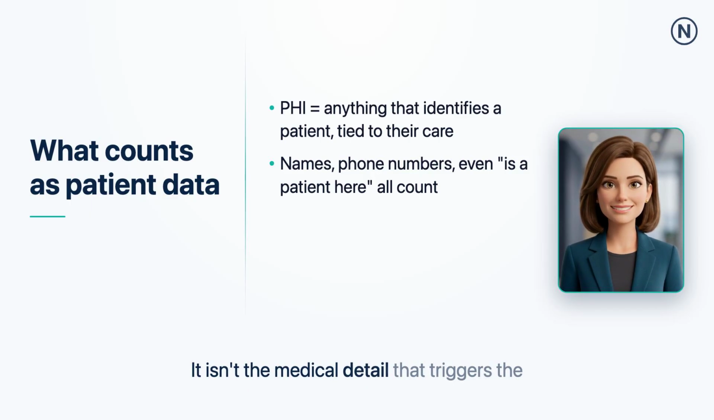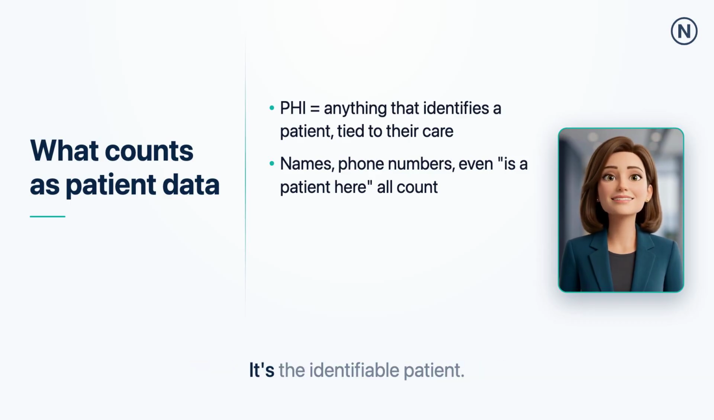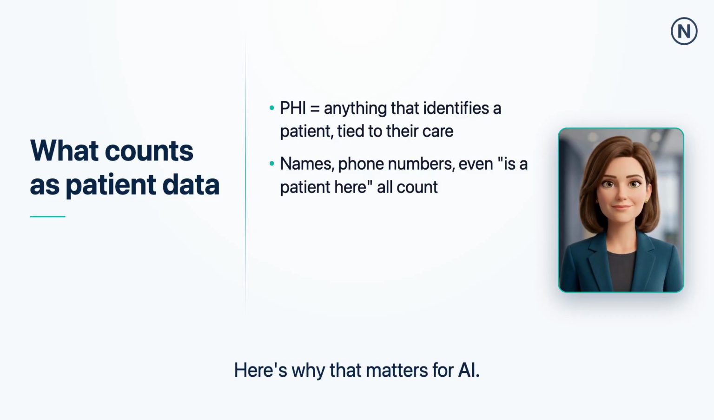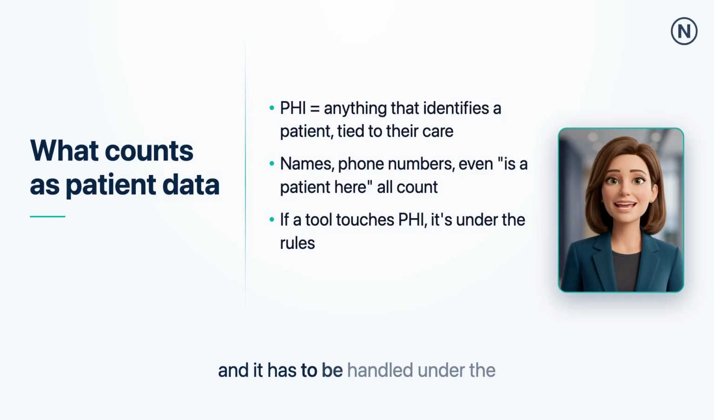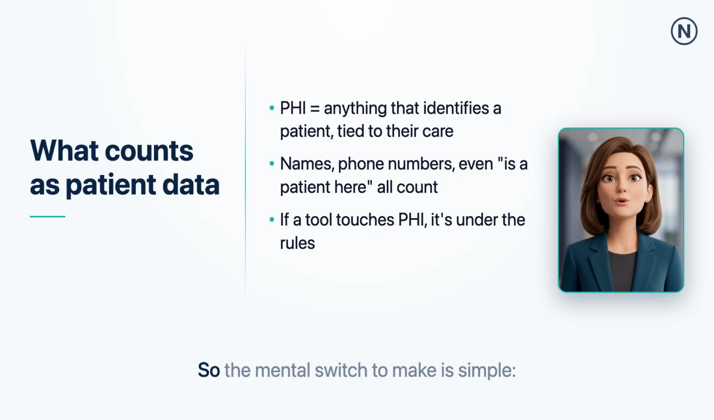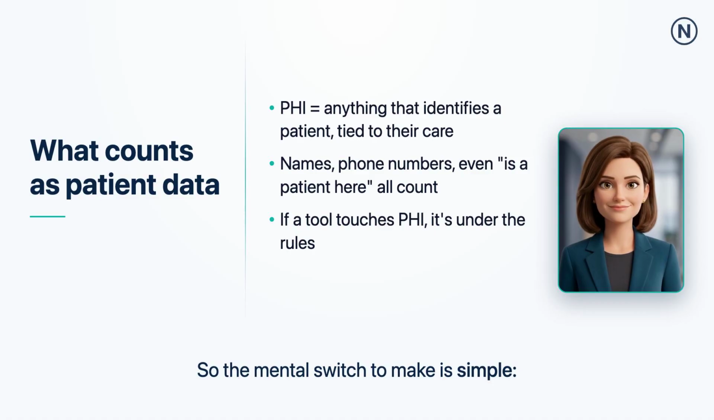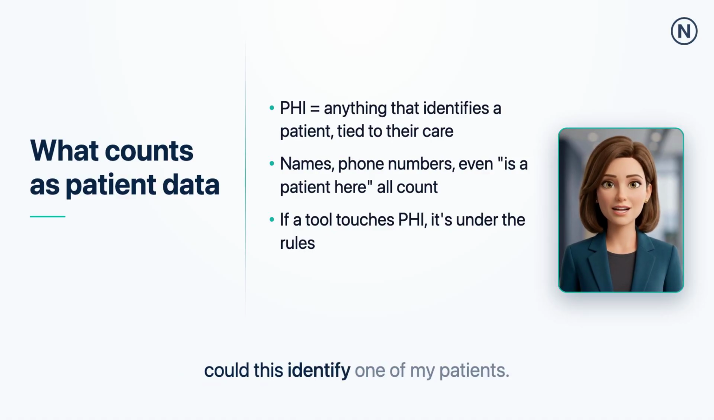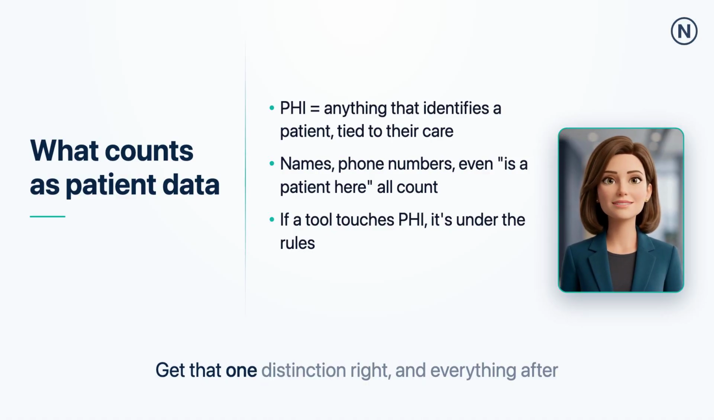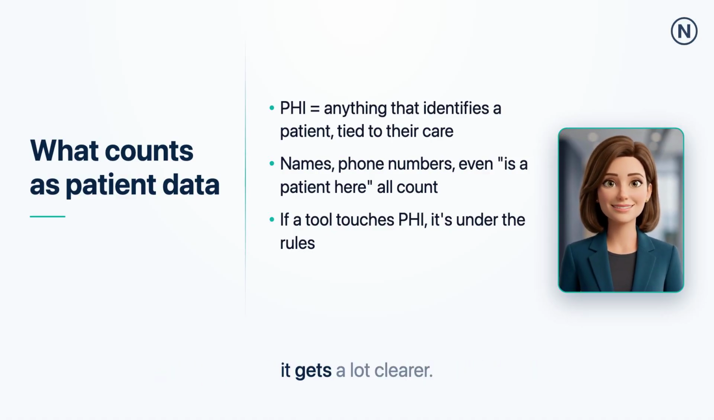It isn't the medical detail that triggers the rules. It's the identifiable patient. Here's why that matters for AI. The moment any of that information touches a tool, that tool is now handling PHI, and it has to be handled under the rules. So the mental switch to make is simple. Stop asking, is this medical? And start asking, could this identify one of my patients? Get that one distinction right, and everything after it gets a lot clearer.